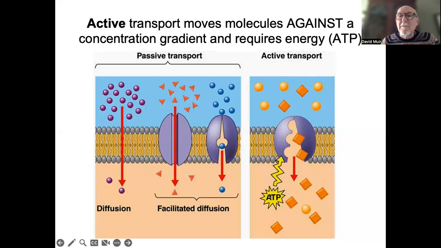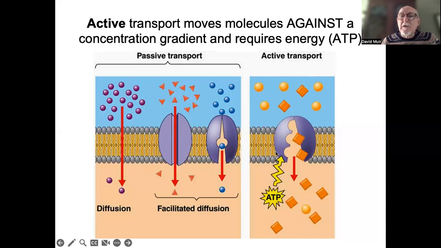And usually ATP is converted to ADP, adenosine diphosphate. The energy from that last bond is used to do work. And in the case of active transport, that work is for the protein concerned to move a molecule from an area of low concentration to an area of high concentration.